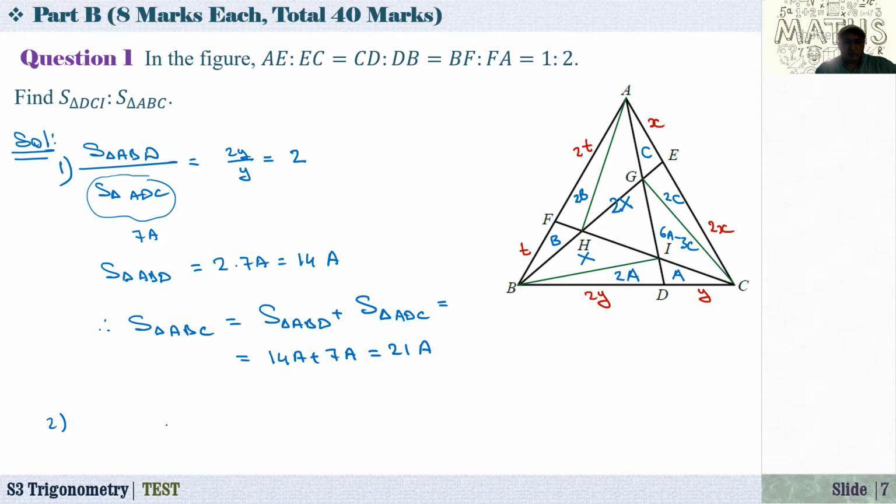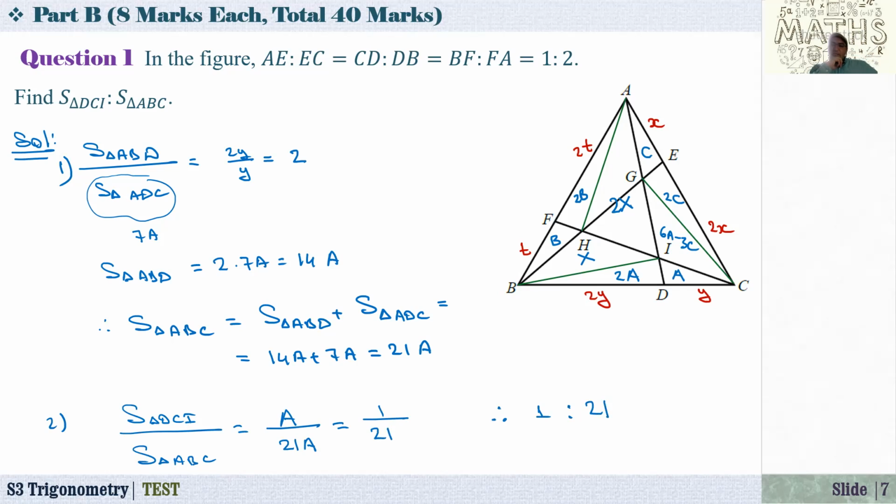Now we can just find the ratio. So then the ratio of triangle DCI over the area of triangle ABC. The area of DCI is equal to A, and the area of triangle ABC is equal to 21A. So that's equal to 1 over 21, or simply just leave it as 1 to 21. The ratio of triangle DCI to the area of triangle ABC is 1 to 21.